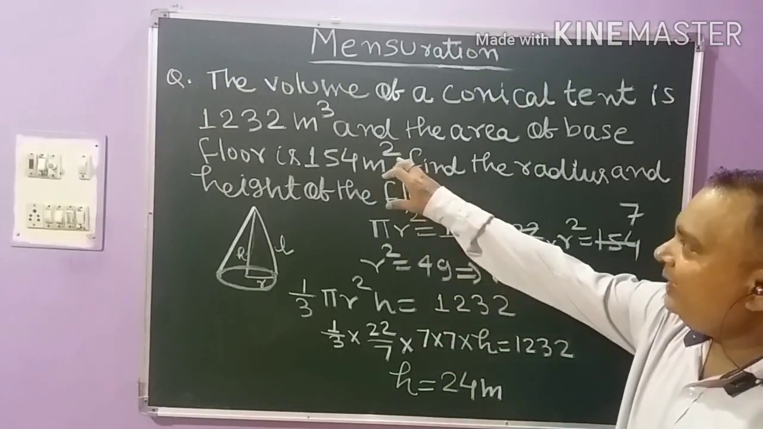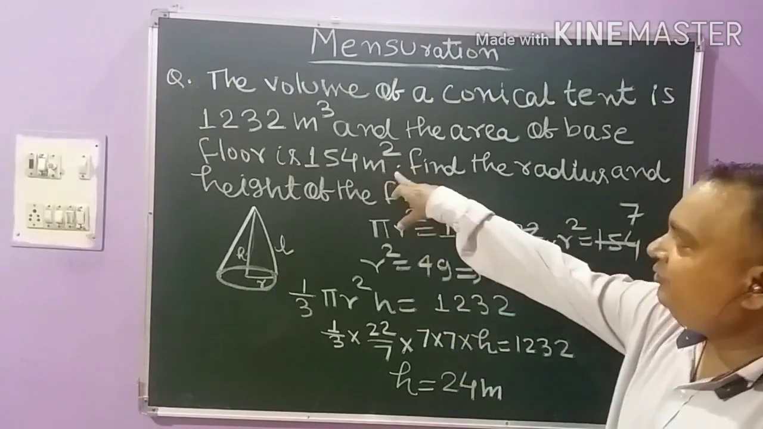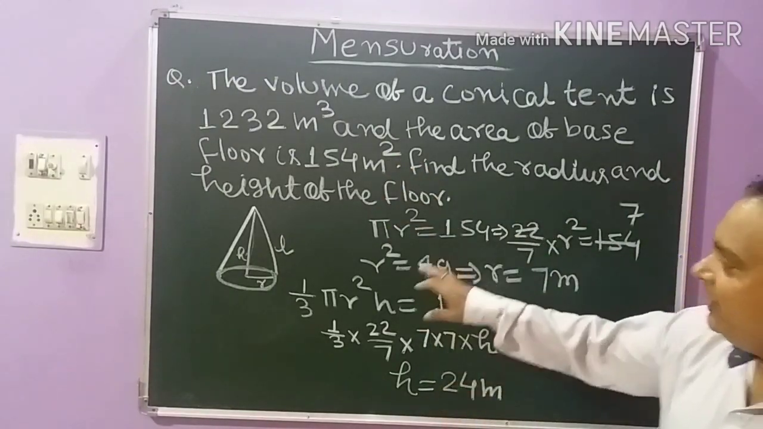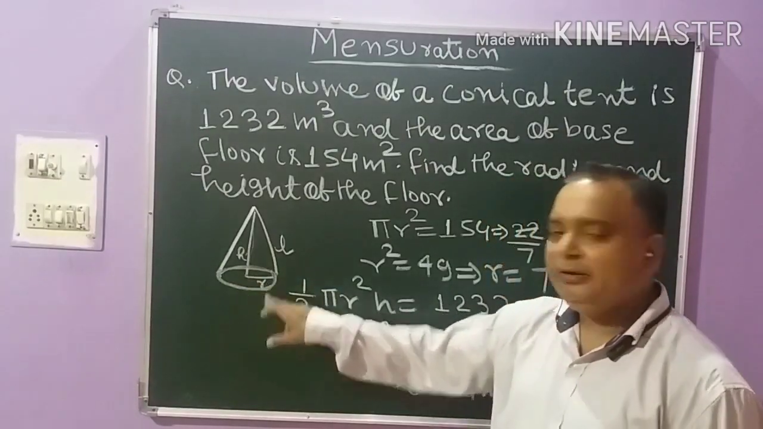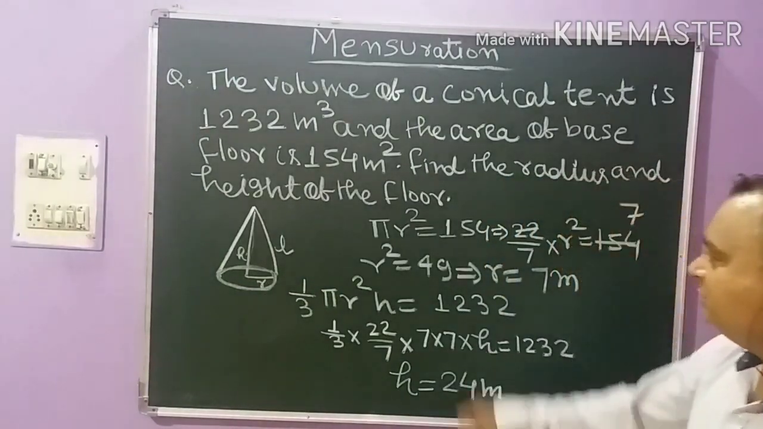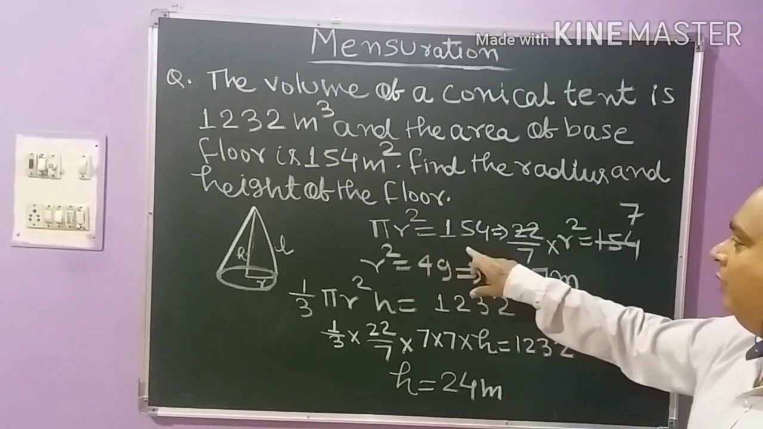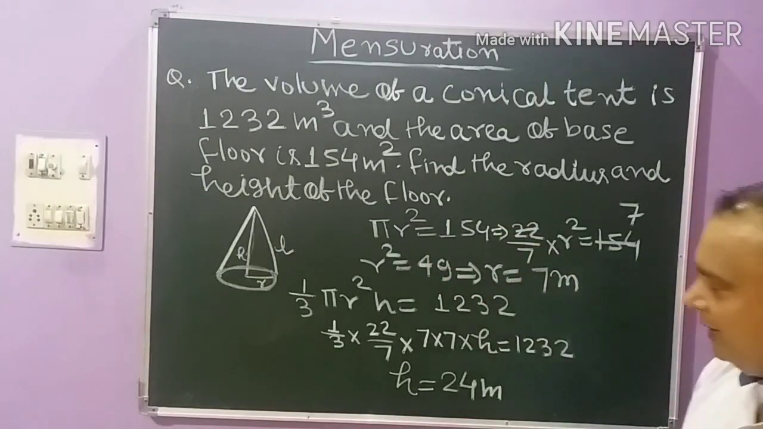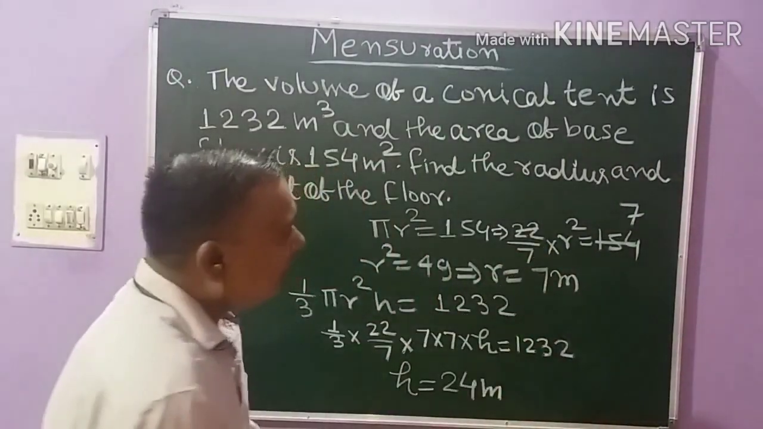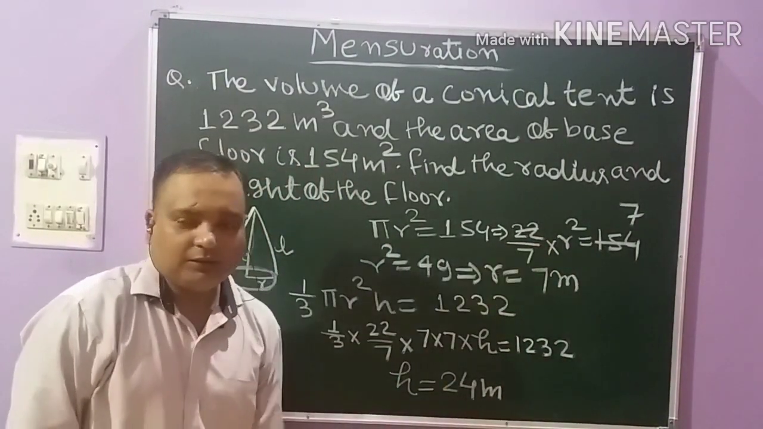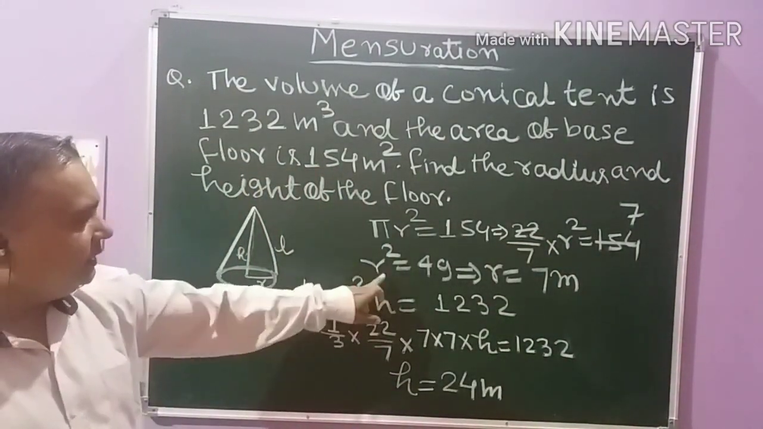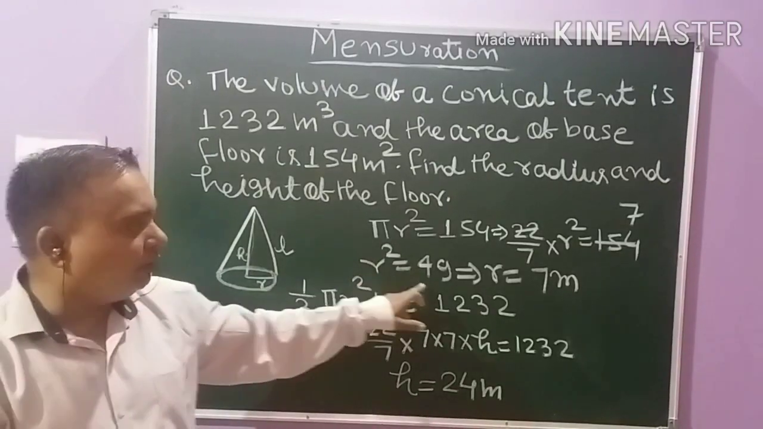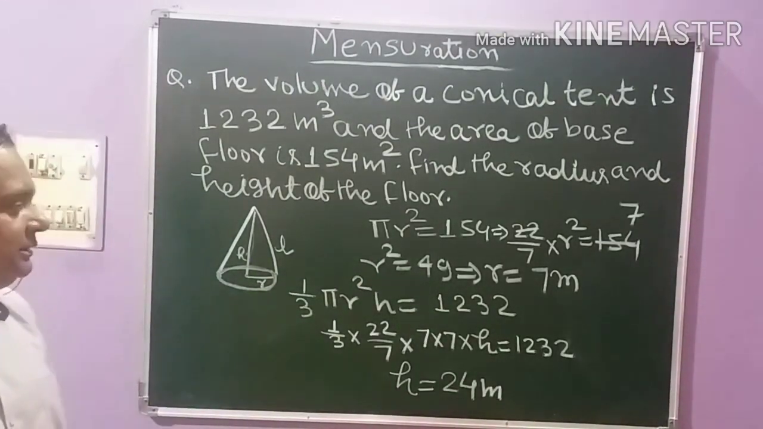So the base area, that is 154 meter square, is given. So we can write its base area, that will be equal to pi R square. So just equate pi R square equal to 154. Put the value of pi, that is 22 by 7, into R square equal to 154. So when we calculate, R square equal to 49, R will be 7.